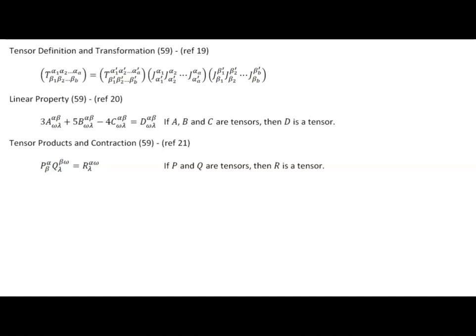Likewise, the concept of tensor products and contraction, all of that continues to be valid. You can go back to video number 21 and see how all of that works together, that if P and Q are tensors here, then R is going to be a tensor as well. Note that we're contracting the beta index here. So all of that continues to be true.